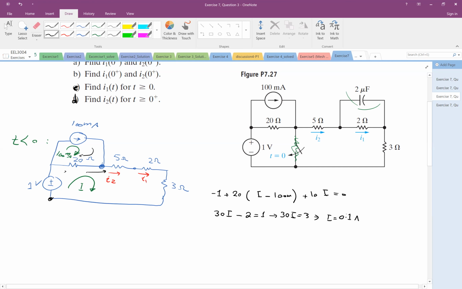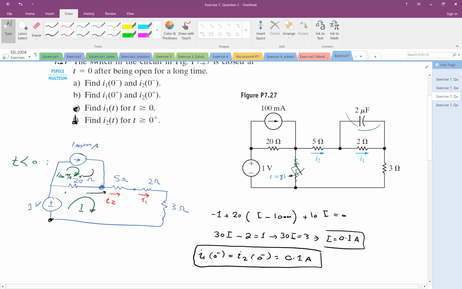0.1 amp. So I is 0.1 amp. In other words, as you see, I1 and I2 are exactly equal to I. So therefore I can say I1 at 0 negative equal to I2 at 0 negative, and both of them equal to 0.1 amp. So that answers part A.